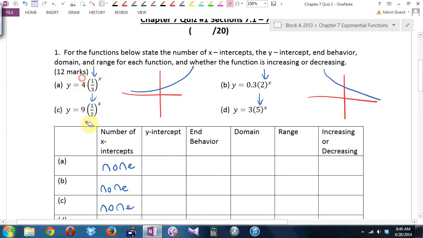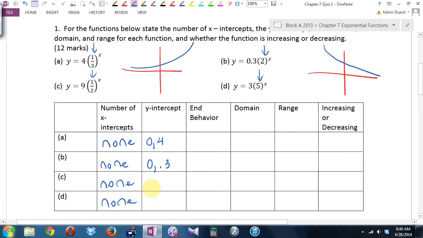Let me erase those. So the y-intercept for the first one would be when x is 0, y is 4. For B, when x is 0, y is 0.3. For C, when x is 0, y is 9. For D, when x is 0, y is 3.